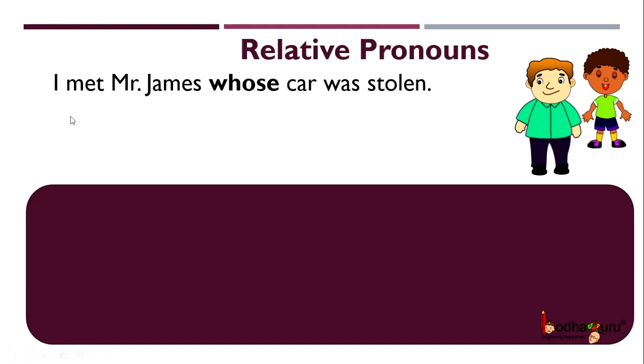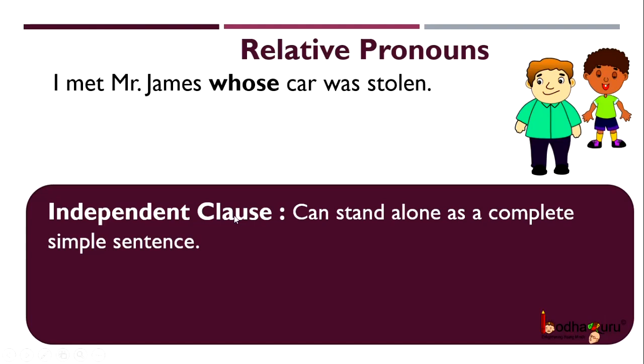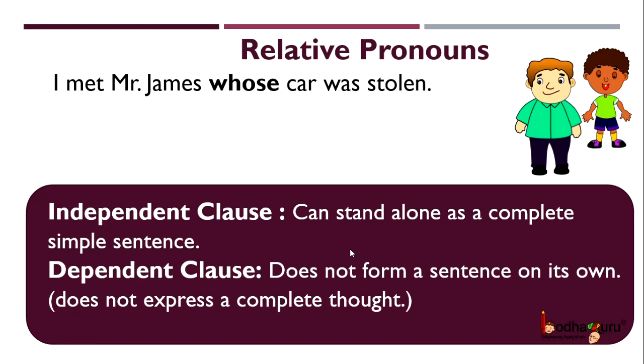Let's take an example. I met Mr. James whose car was stolen. Now here, whose is the relative pronoun. To understand this, let us understand what we mean by independent and dependent clause. In a sentence, an independent clause is a part that can stand alone as a complete simple sentence, whereas a dependent clause does not form a sentence on its own. You can say it does not express a complete thought.